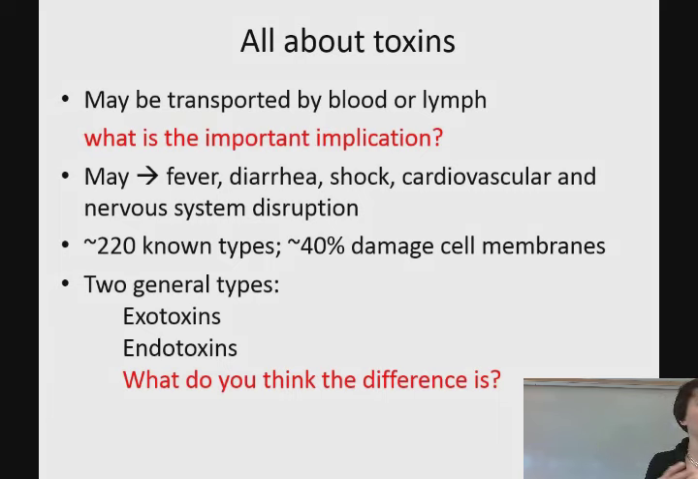Outside and inside, okay? Now, more specifically, when we say an exotoxin is outside, what does that mean? Where was it made? Where is it going? Right, it's made inside the pathogen and then it gets sent outside, exported. Now, what about an endotoxin? Yeah, that is a component of the cell that's actually toxic itself.